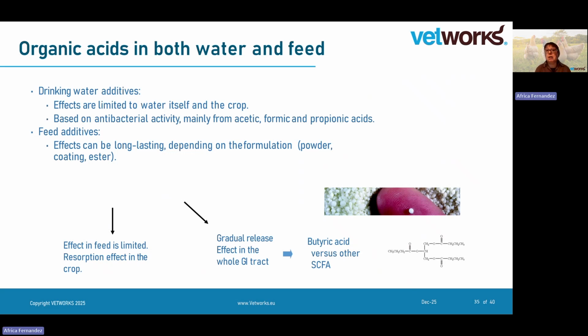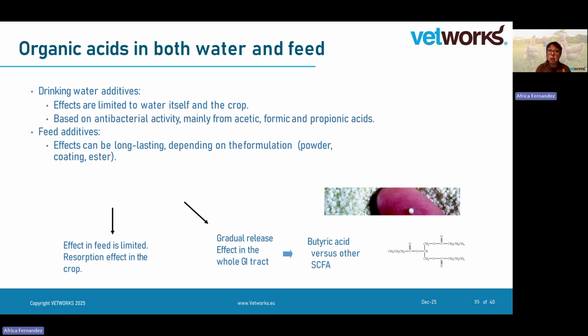Another good strategy in feed is to provide the birds with feed free of Salmonella, or with as low an amount of Salmonella as possible. What we are trying to do is get Salmonella, if not 100% negative, at least below the infection level for the chicks, for the birds.